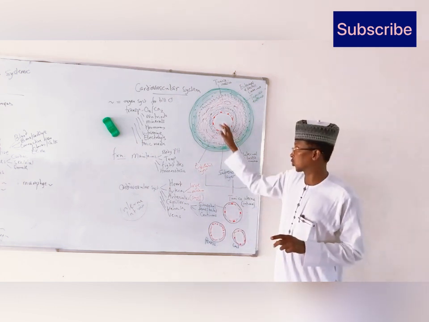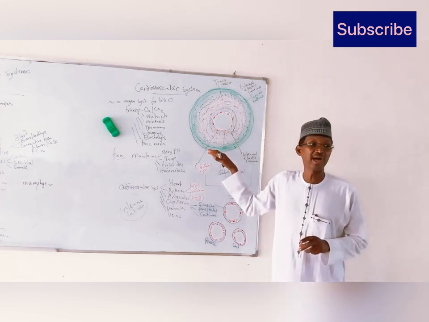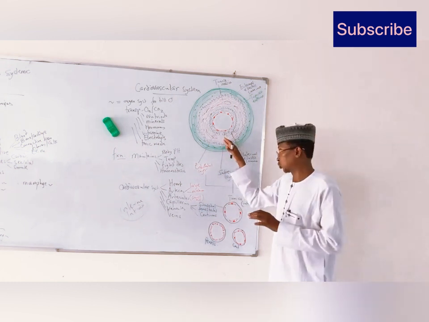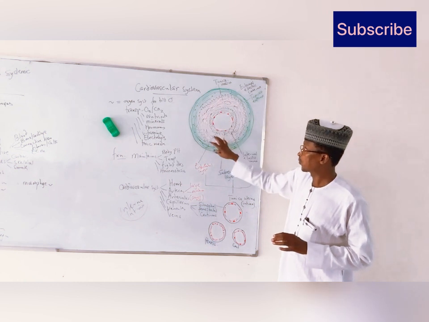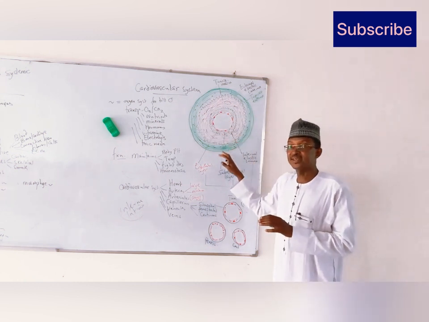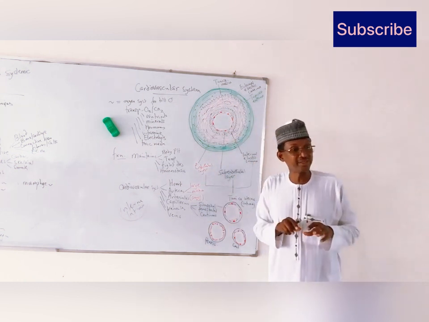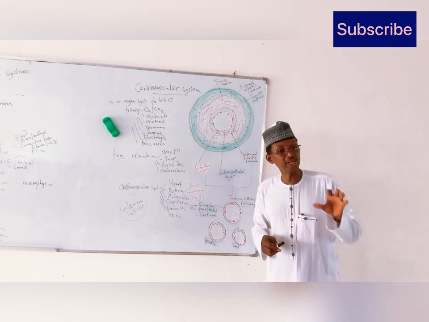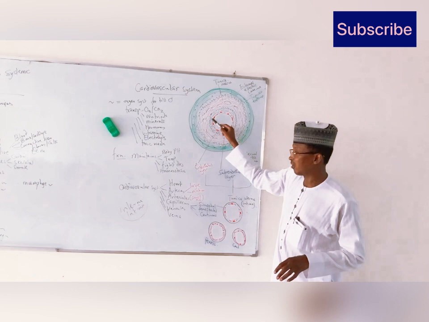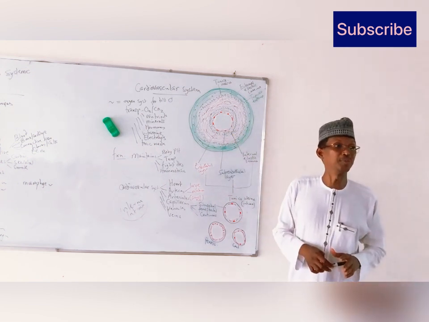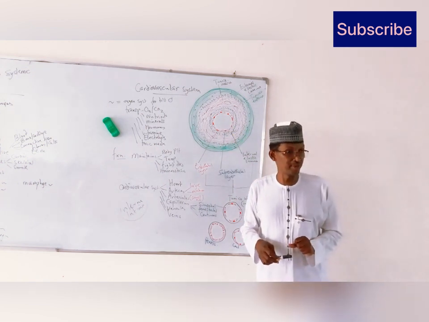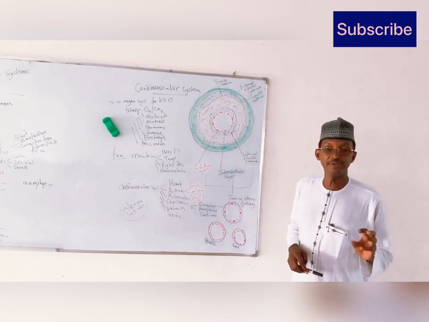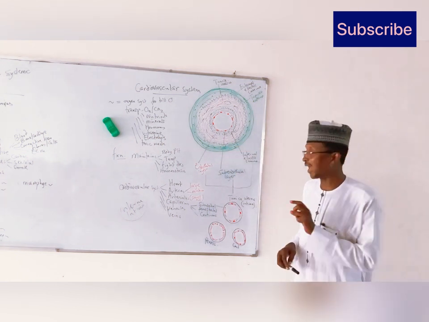So I don't need to draw the histological structure of a vein if you understood this one. Once you know the basic histology of an artery, definitely you should be able to draw that of a vein. So if I now ask you to draw the histology of a vein, I'm sure you are going to draw it based on these variations that I've made mention of. That is the histology of a vein and an artery.